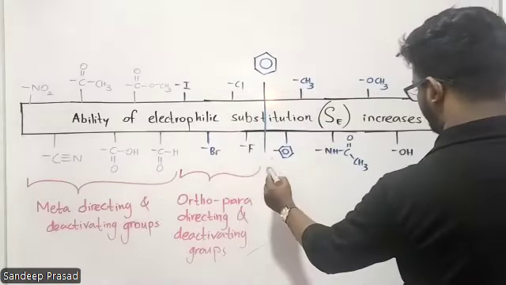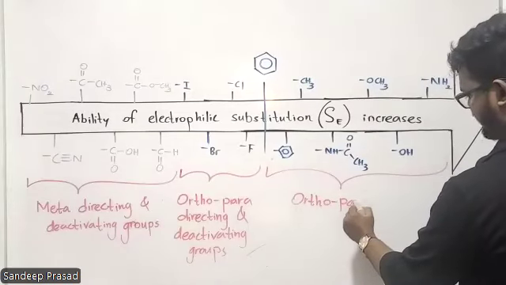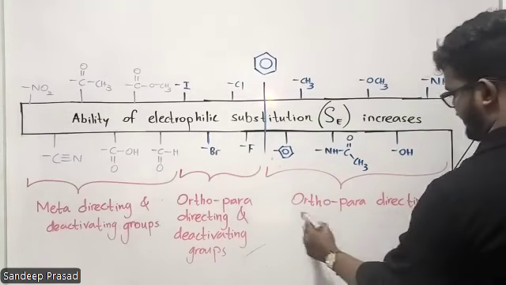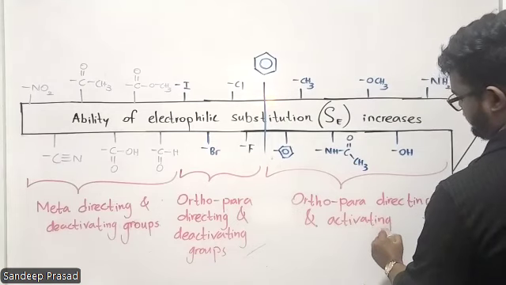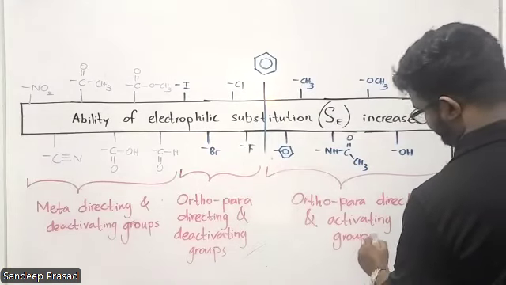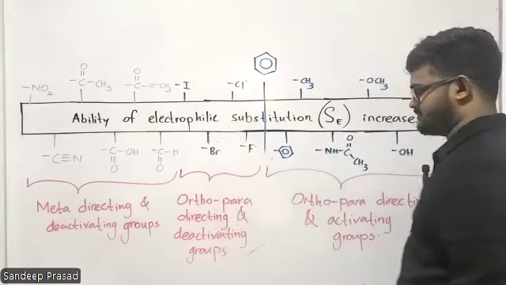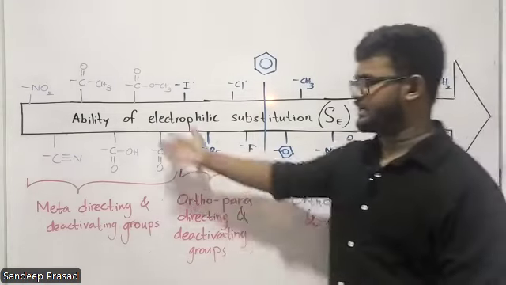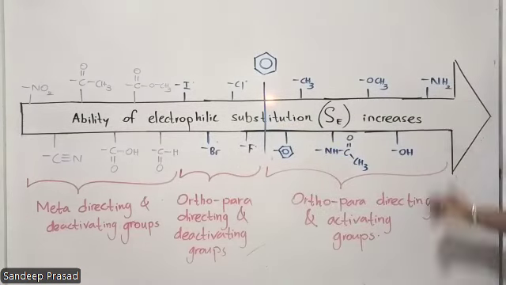Remember these things actually. Ortho para directing, and benzene activating groups. Okay, because these are halogens, no, so they can pull the electrons from the benzene ring again. That's why, even though they are ortho para directing, they are deactivating groups. Anyhow, the meta directing groups are deactivating groups. So therefore, the ability of electrophilic substitution increases for this direction.